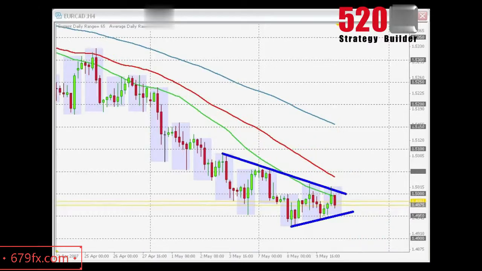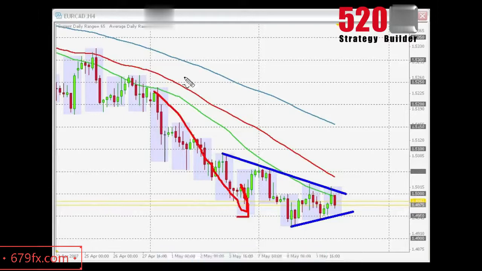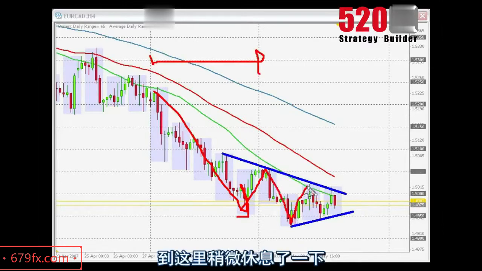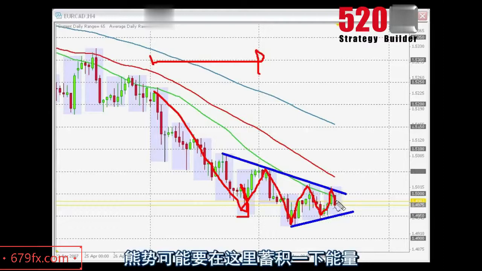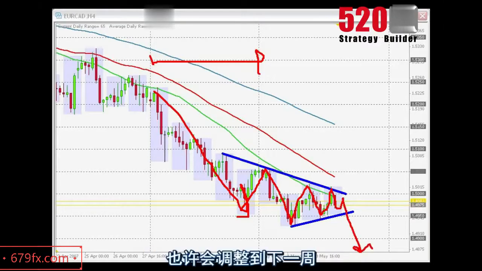Alright, so price comes from a nice swing down. This is last week's price action. Nice swing down, takes some time to breathe. Hopefully the bears are just gathering some energy before releasing a new attack to new lows this week, perhaps into the next week already, since today's Thursday.